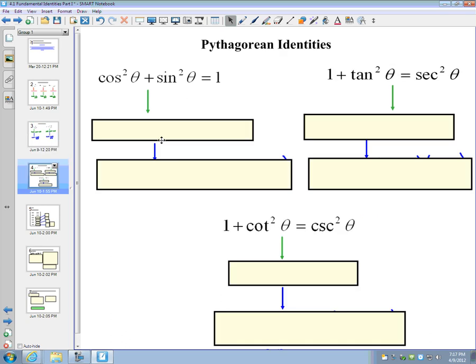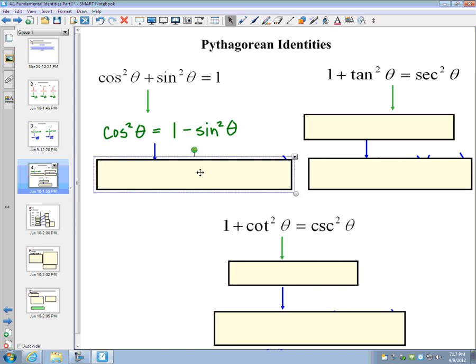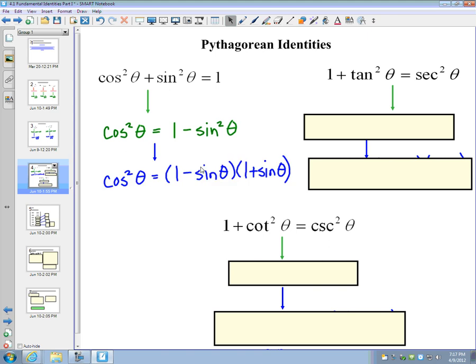Pythagorean identities. These might be new. Cos squared plus sine squared is equal to 1. That's going back to the unit circle for some of you. Okay, cos squared is equal to 1 minus sine squared. And this can further be massaged. We have a difference of squares to be 1 minus sine, 1 plus sine.